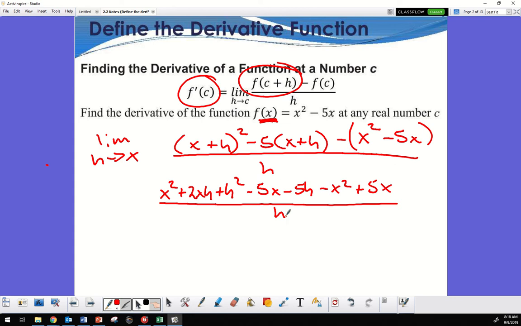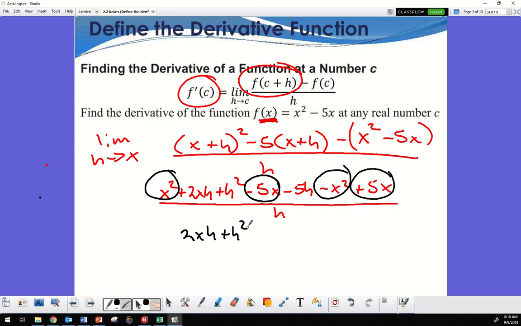Now let's see. I have a positive x squared and a negative x squared, so those can go away. I also have a minus 5x and a plus 5x, so all those will go away. That's the whole point of this. I'm going to be left with 2xh plus h squared minus 5h.